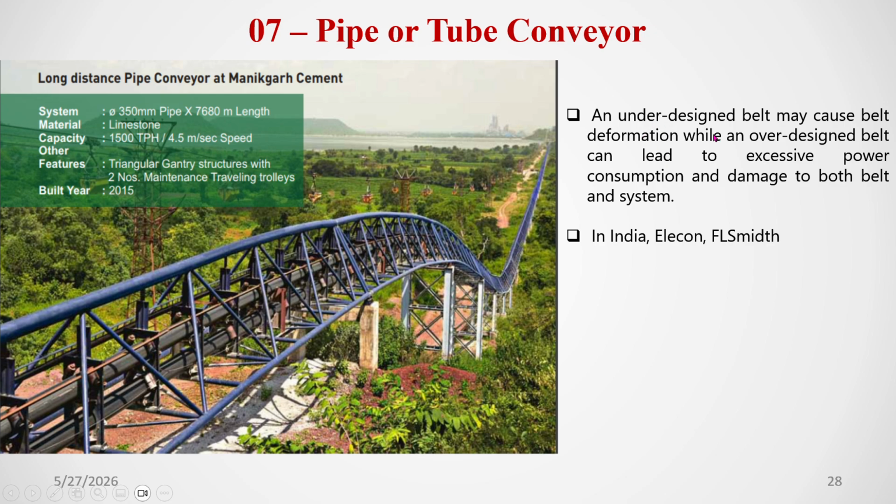An under-designed belt may cause belt deformation. If it is under design, then there will be a lot of gap, so deformation can take place. While with over design, with load, excessive power consumption will be there. And in India, Helicon are making this type of circular belt conveyor.